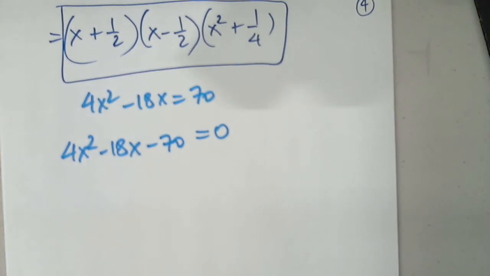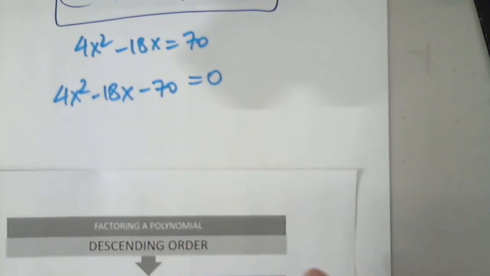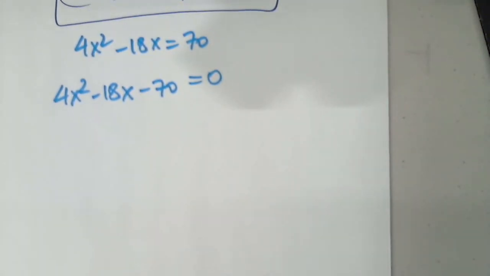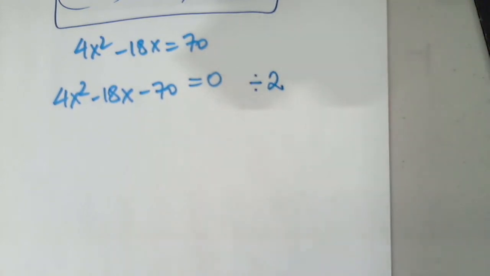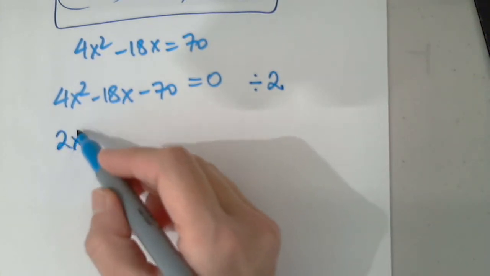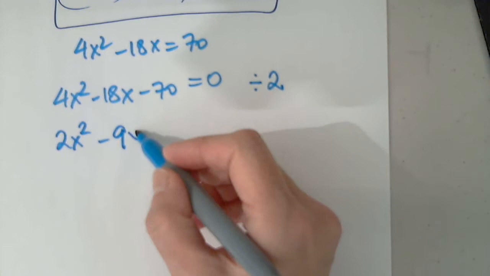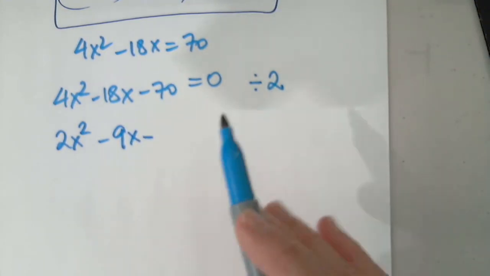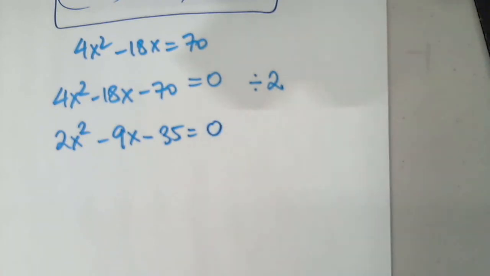I go through my strategy at all times. Descending order, yes. Greatest common factor. Actually, there is a greatest common factor, and this is an equation, and I can divide by 2. 4x squared divided by 2 is 2x squared, minus 18x divided by 2 is 9x, minus 70 divided by 2 is 35, and 0 divided by 2 is 0.